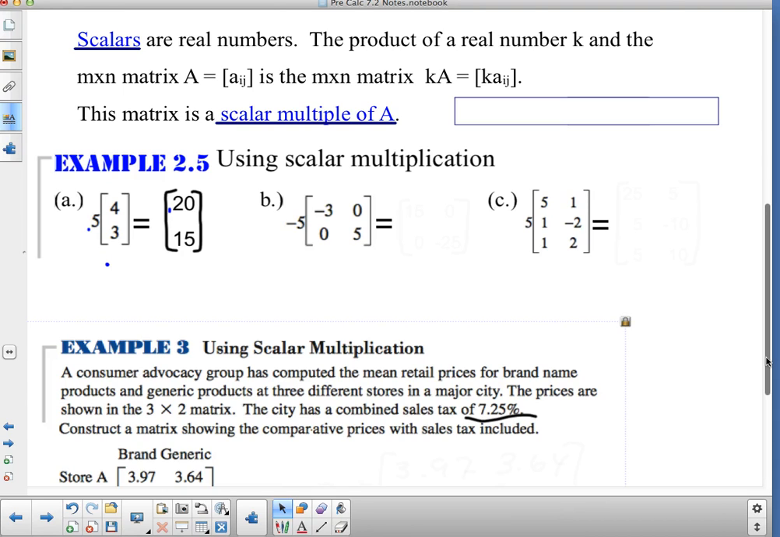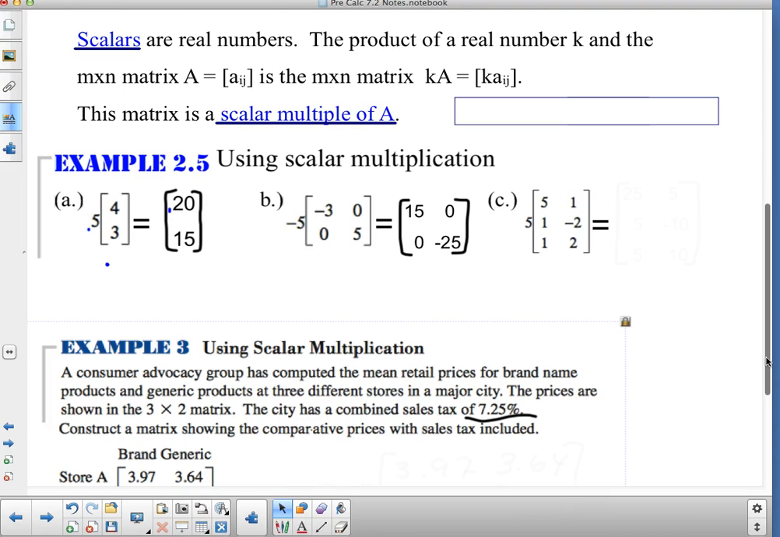So negative 5 times negative 3, negative 5 times 0, negative 5 times 0, negative 5 times 5. Done. You can set this up in your calculator if you're doing a really big matrix, or if you're multiplying by something like we're going to set up in example 3. I'm going to have you use your calculator to work with your matrix so you can get help on it if you need to. Do the last one.